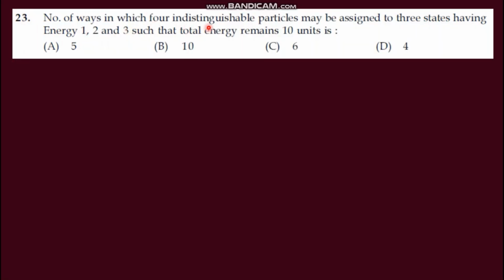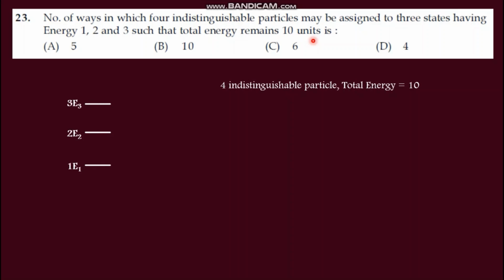Next question. The number of ways in which four indistinguishable particles may be assigned to three energy states having energy 1 to 3, such that the total energy remains 10 units. Now we have four indistinguishable particles and the total energy should be 10. And we have three energy levels. The first energy level has the value 1, the second has the value 2, and the third has the value 3. Now we have to arrange these four indistinguishable particles in order to get total energy 10. How can we arrange that?